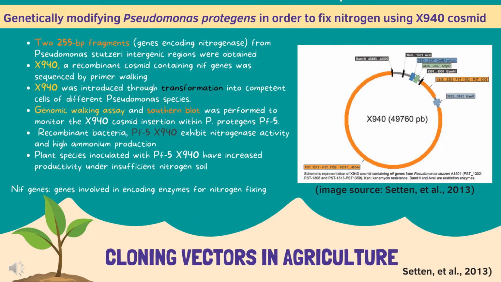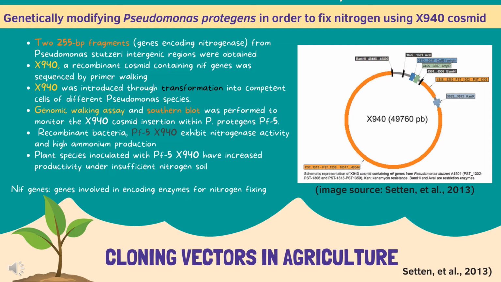P. stutzeri contains genes encoding nitrogenase. On the other hand, P. protegens does not possess this. Cosmids can be exploited in agriculture. One example is the study conducted by Setten and colleagues in 2013, where they isolated 49 kilobase pair fragments from P. stutzeri. X940, a recombinant cosmid containing nif genes, was sequenced by primer walking.